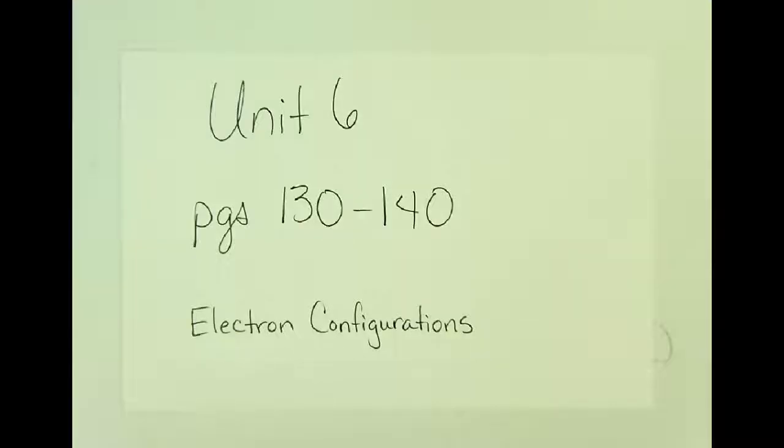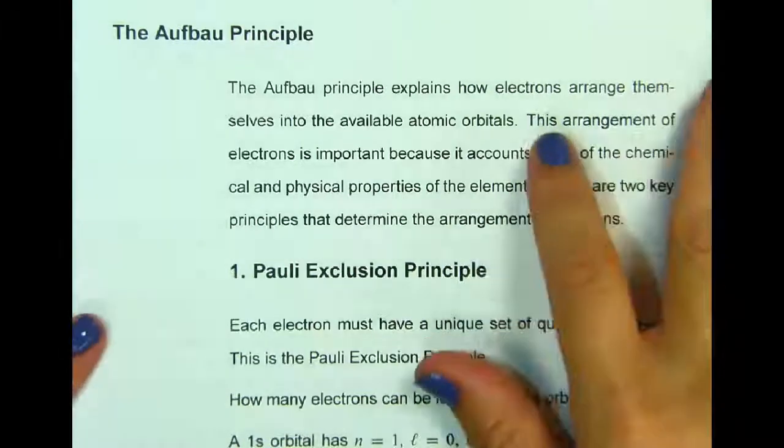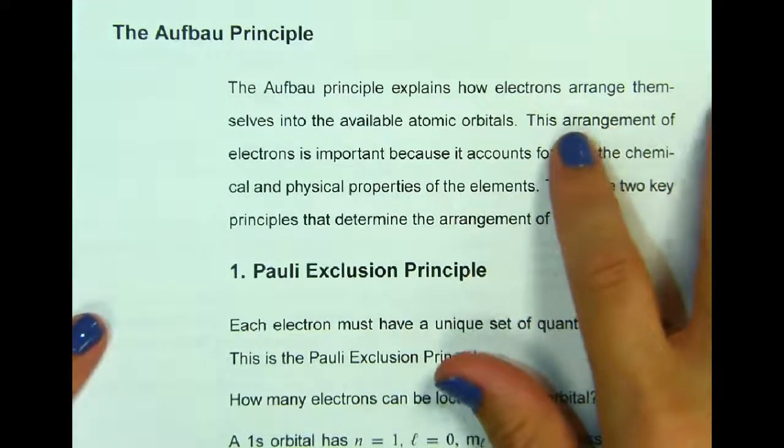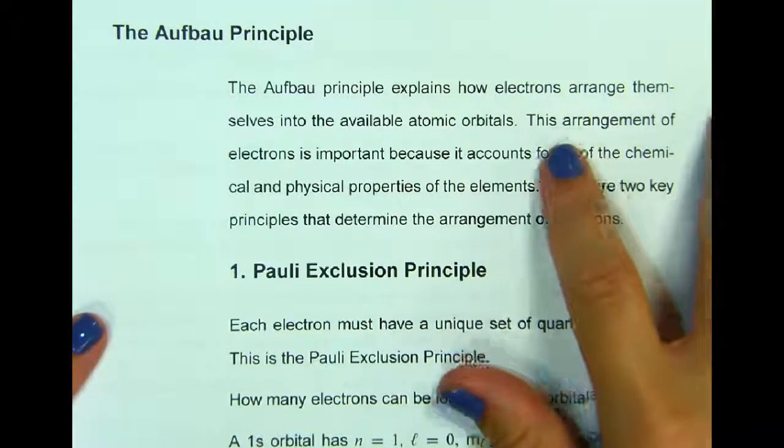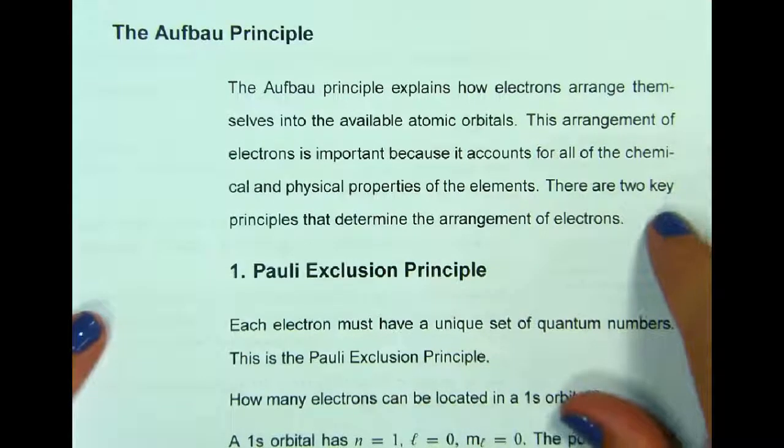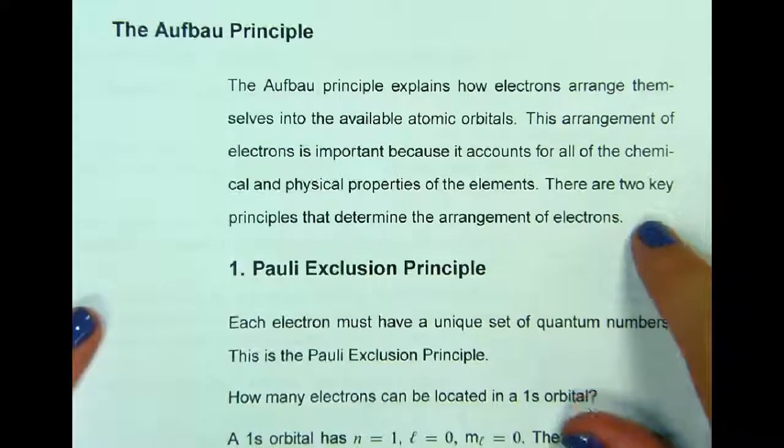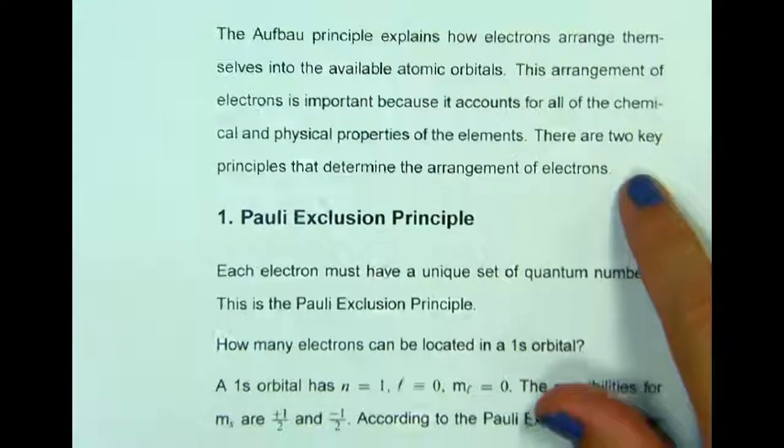Unit 6, pages 130 to 140, Electron Configurations. The Aufbau principle explains how electrons arrange themselves into the available atomic orbitals. This arrangement of electrons is important because it accounts for all of the chemical and physical properties of the elements. There are two key principles that determine the arrangement of electrons.